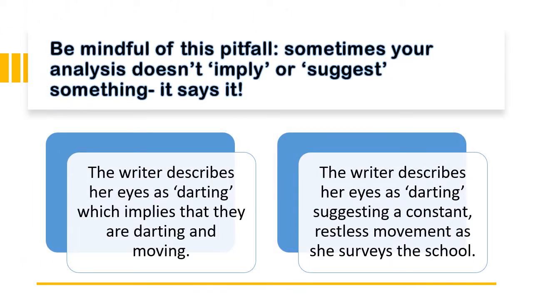Okay, so a couple of things to avoid. On that left hand side, that box, saying that things are being implied or suggested when they're just there. So the writer describes her eyes as darting, which implies that they are darting and moving. Not really getting any marks for that, you're not actually saying anything. Whereas on the right hand side, the writer describes her eyes as darting, suggesting a constant restless movement as she surveys the school. That's definitely going to get me some marks. So when I'm choosing to analyse words, don't assume that because you know what that means, your examiner is going to award you for that. So make sure you're explaining your points as clearly as you can.